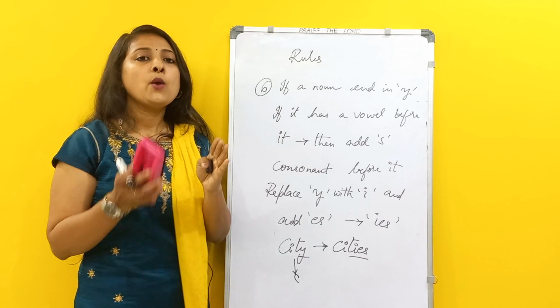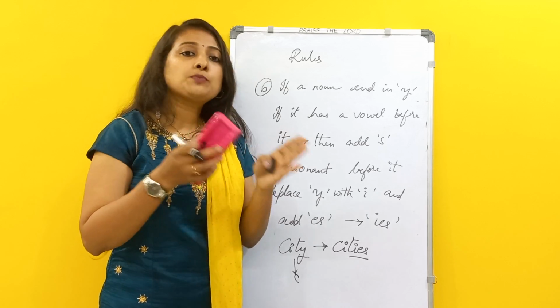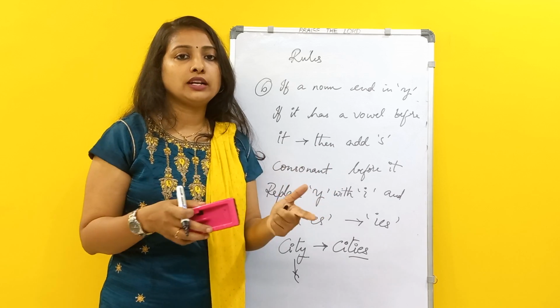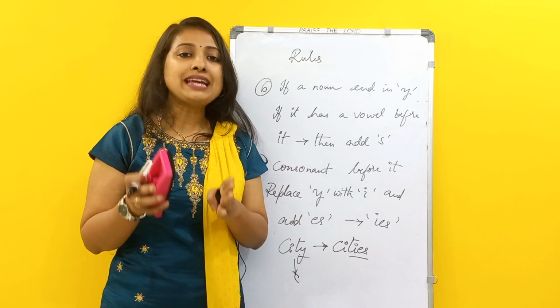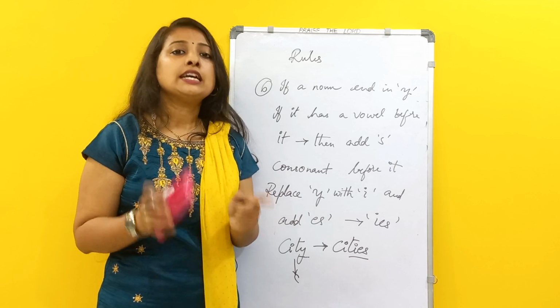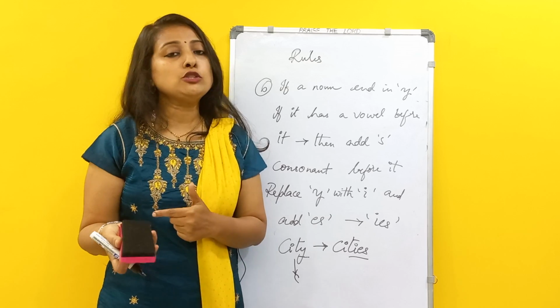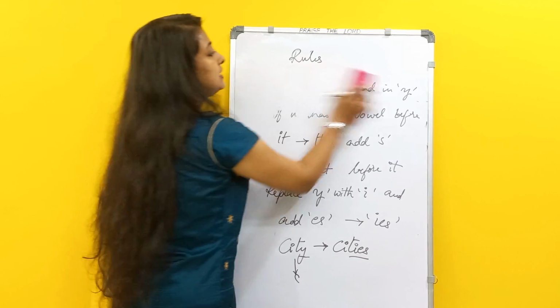Did you understand? Whenever a singular noun is ending with a Y, you will get its plural form based on the vowel or consonant before it. If there is a vowel before the ending letter, then you will simply add S to make it plural. If there is a consonant, you will replace the Y with I and add ES to make it into its plural form. Right? So that is about this rule.